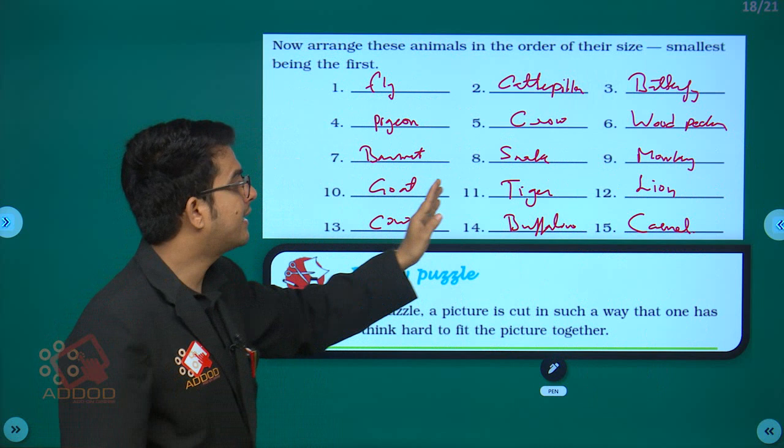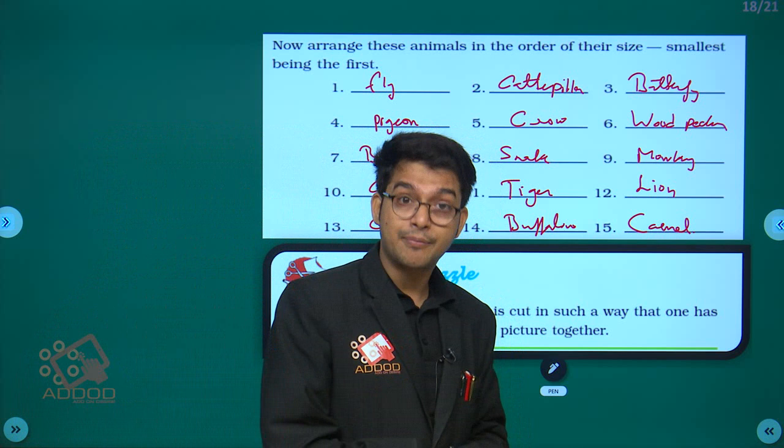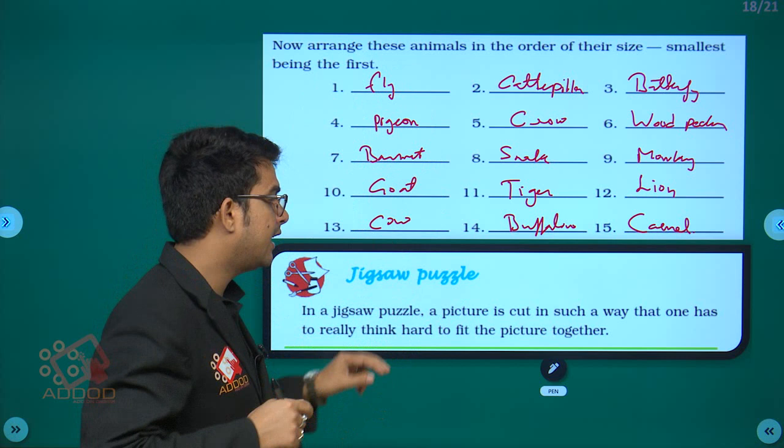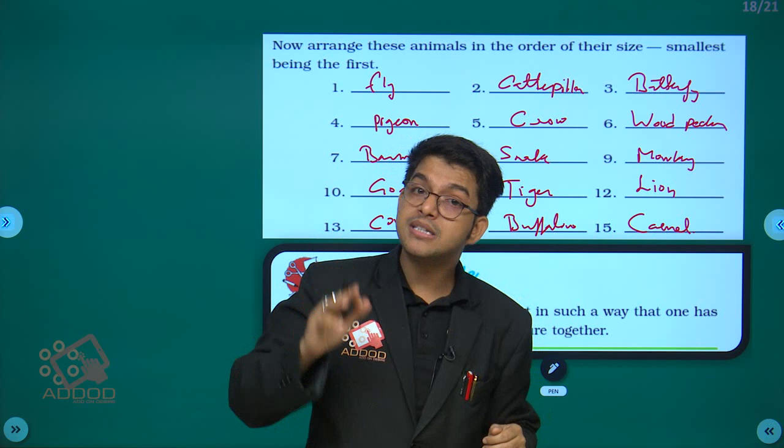Now jigsaw puzzle. Oho, have you ever played a jigsaw puzzle? Do you know what type of game that is? Yes, this is a type of game. In a jigsaw puzzle, a picture is cut in such a way that one has to really think hard to put the picture together. Means you have to cut the things and then you have to make it. That is also a puzzle we call. Puzzle. Okay, now you see here.